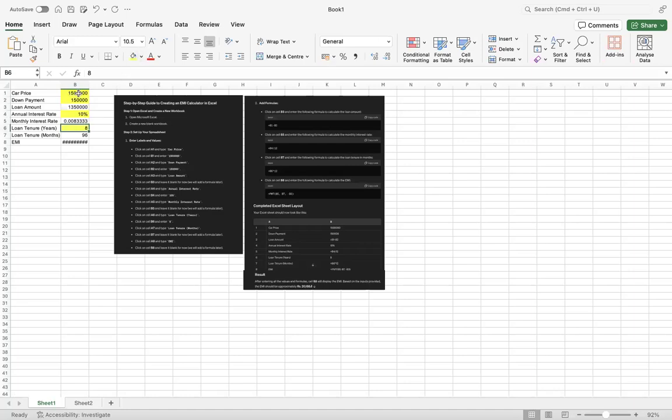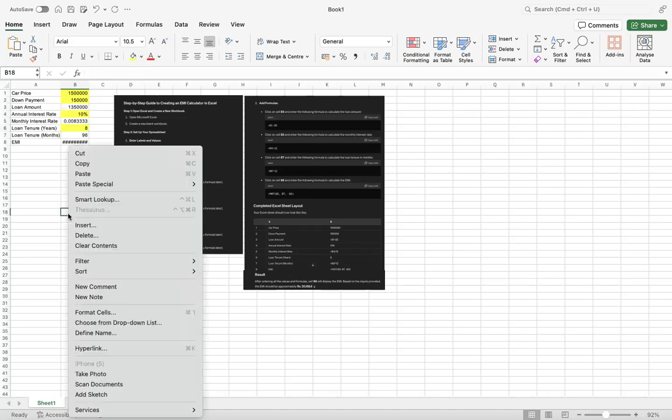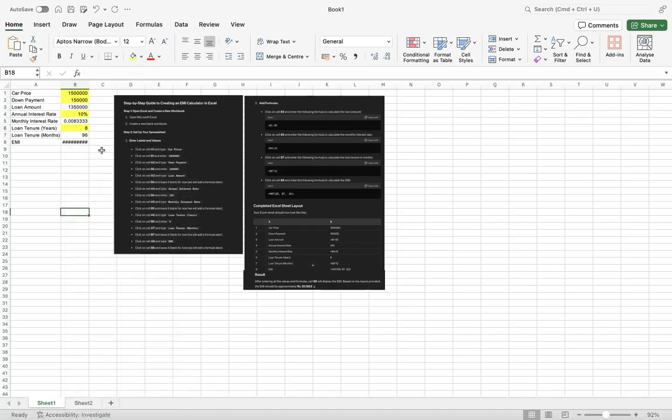So how much is the car price? 15 lakhs. He has paid a down payment of almost 1,50,000 already, and the interest rate is 10%. And for how many years? 8 years. Each year contains how many months? 12 months, isn't it? It's easy. So keep it in mind.